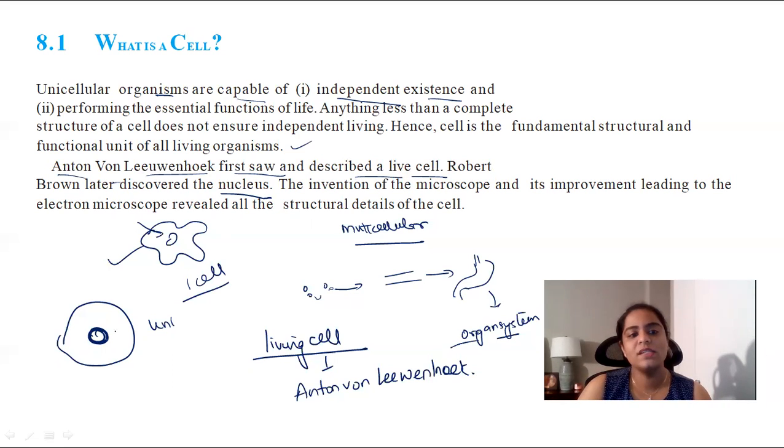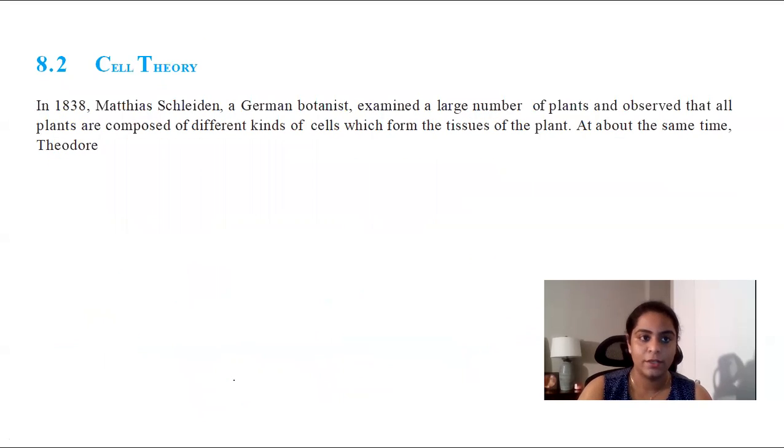Okay, and who discovered this nucleus? It was discovered by Robert Brown. Okay, so here two scientists के नाम दिए हुए हैं NCERT के first page में cell topic पे। वो है एंटन वॉन ल्यूवेनहॉक first discovered the living cell और फिर Robert Brown discovered the nucleus.